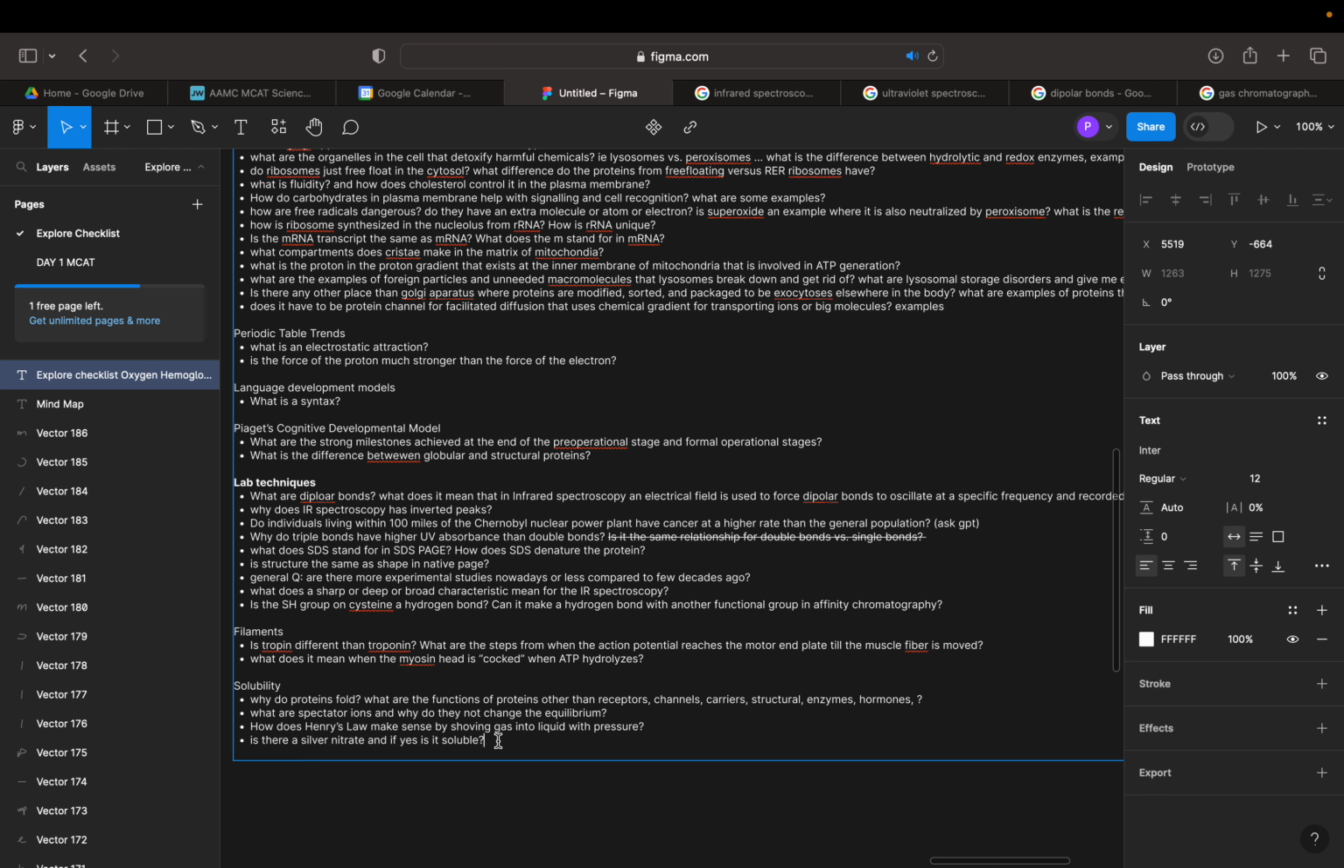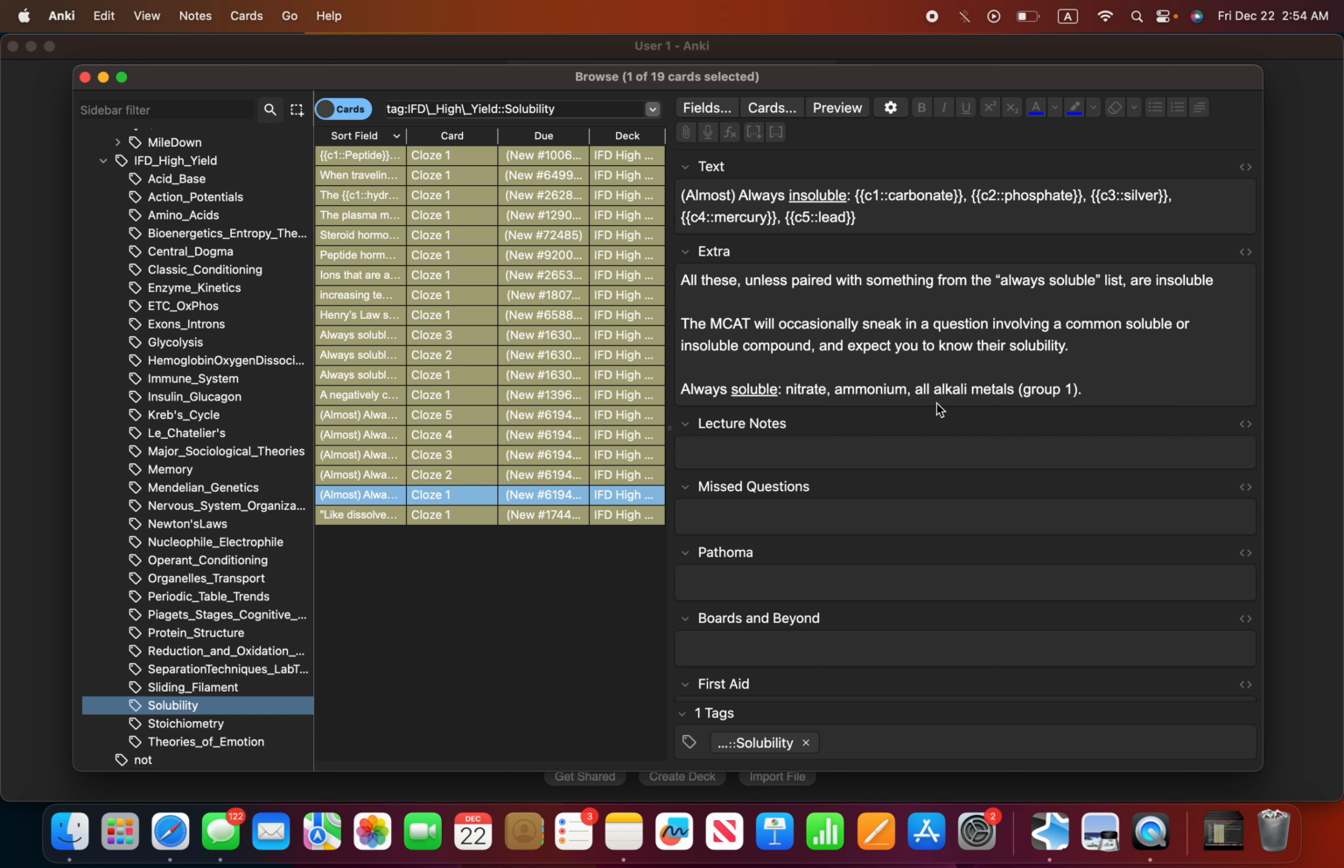So water is hydrophilic, it's polar. We are trying to see if something is polar so it can be dissolved. Nitrate should be soluble because it has the nitrogen. It can make dipole interactions with the hydrogens and hydrogen bonds. Ammonium has nitrogen too. And all of the alkali metals are reactive in water, right?